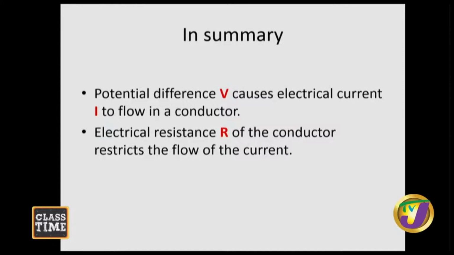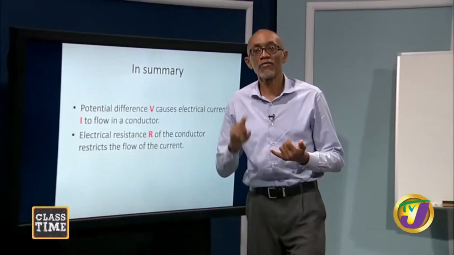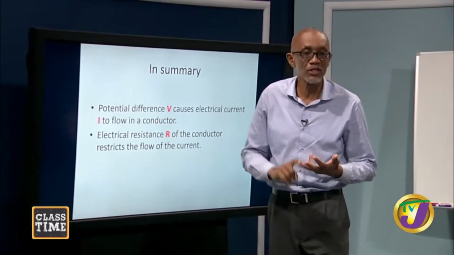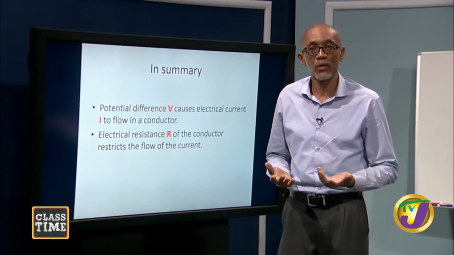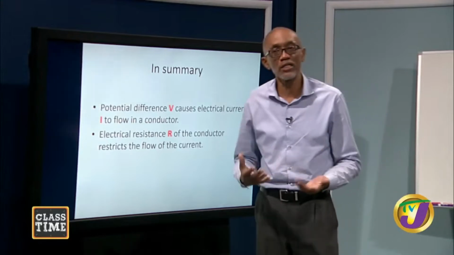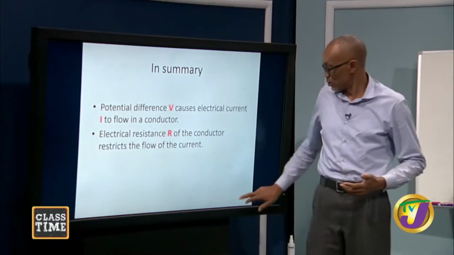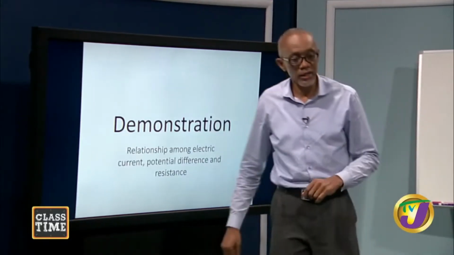Electrical resistance R of the conductor restricts the flow of the current. So we have three things: potential difference, resistance, and current. And they are interrelated. We will look at how they are interrelated, and we'll do just a short demonstration.